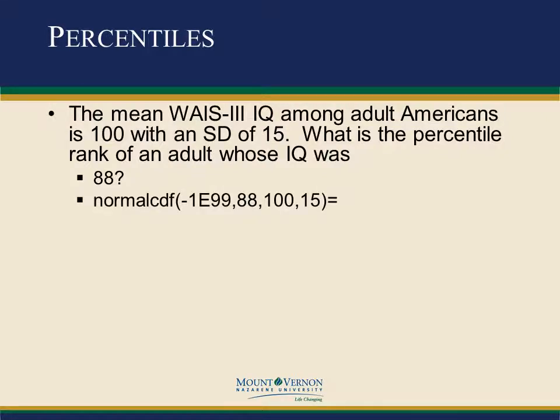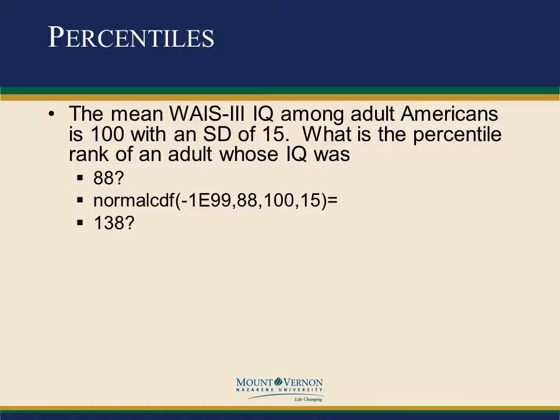I'll use the normal CDF function. And even though it doesn't make sense to think of a person with an IQ less than 0, as I mentioned before, for consistency, we'll use -1E99 for the smallest number possible. So it's normal CDF, that small number, comma 88, comma 100, comma 15. And that will give me the percentage of people that are between, well, 0 and 88.